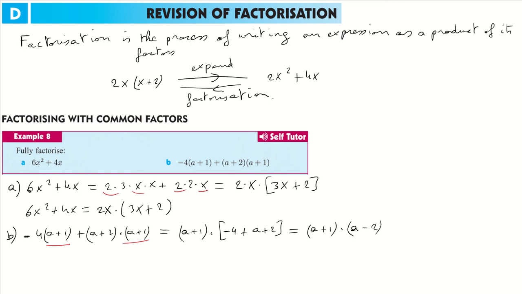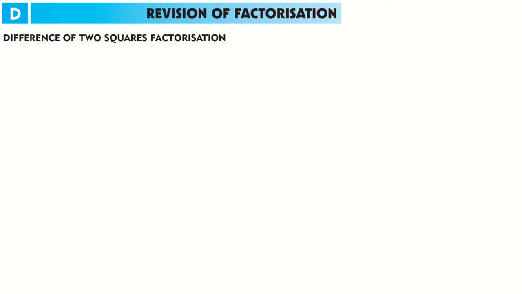And you can see here that it's factorized, because I wrote it down as a product of its factors. The first factor here, the second factor here. Here as well, the product of factors. Okay, let's go to the next factorization method. The difference of two squares factorization.